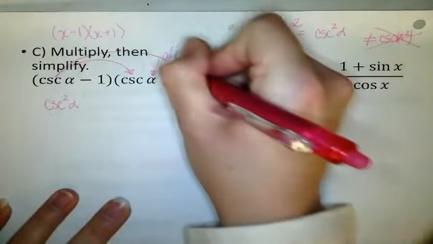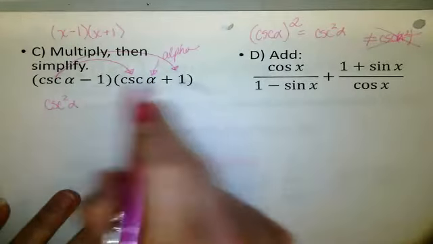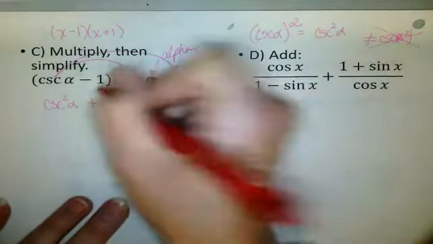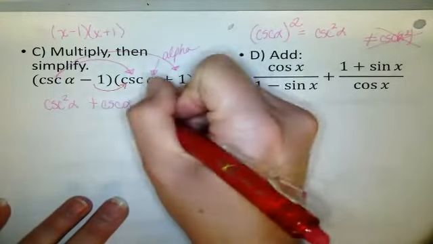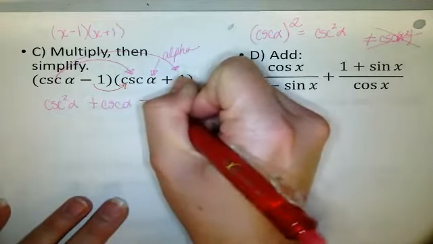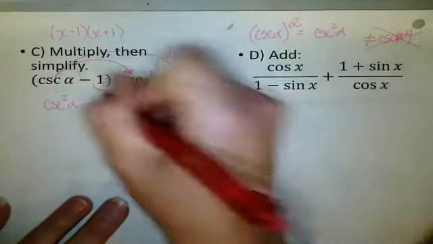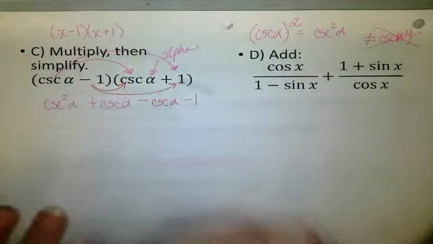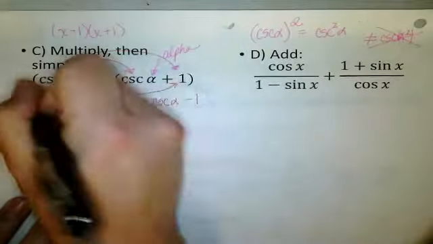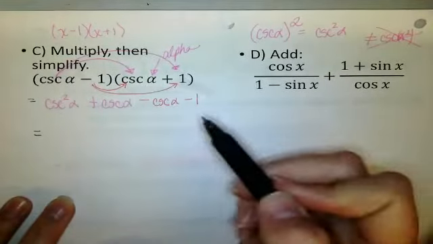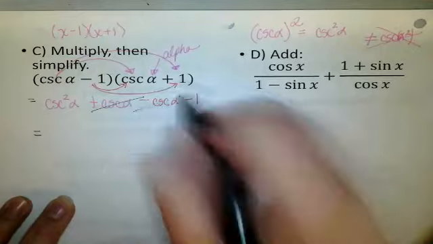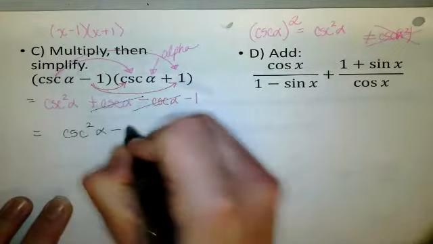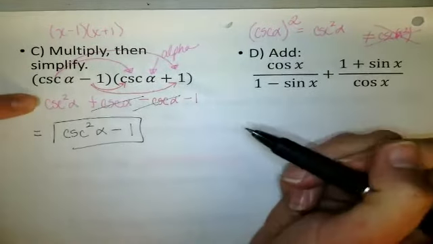When we multiply the outside here, cosecant of alpha times 1 is cosecant of alpha. I can distribute the negative 1. Negative 1 times cosecant of alpha is negative cosecant of alpha. And then last times last, negative 1 times positive 1 is negative 1. And what happens now? Yeah, the positive cosecant alpha and negative cosecant alpha cancel out. So then the question, and this is the question that most students run into, do I have to show that step?